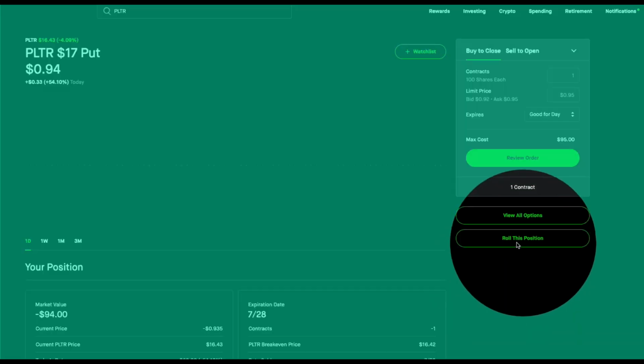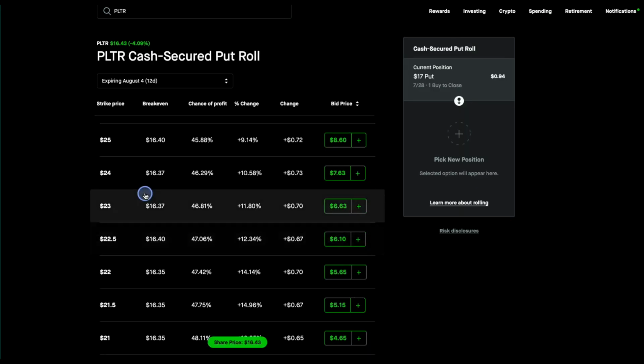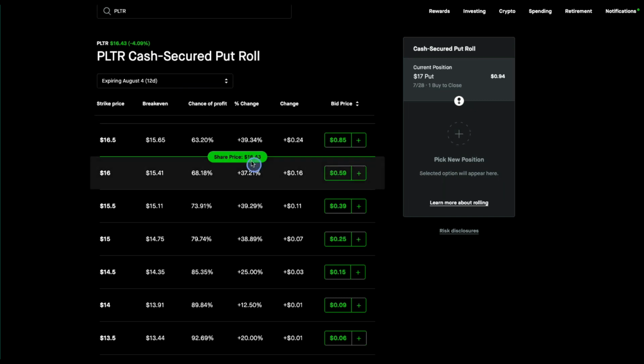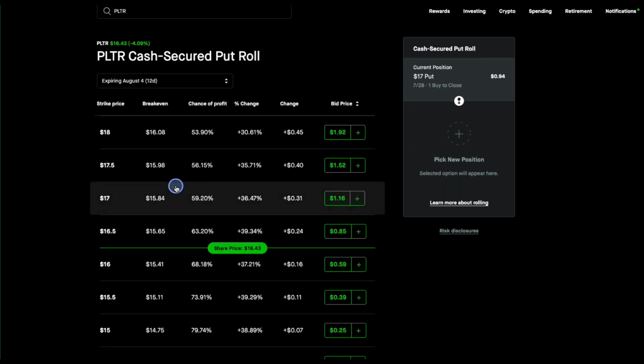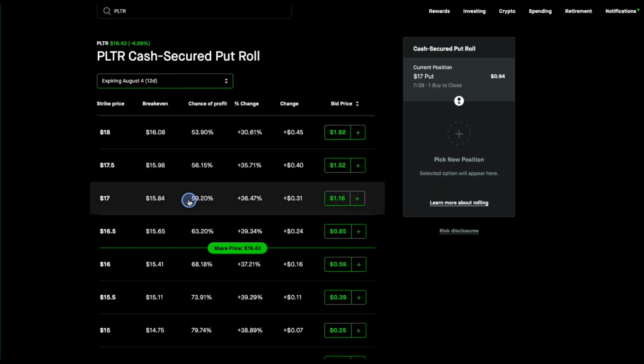So you first go to this roll this position, you click on that, right? That brings up the roll page, and in this one, there are two things that you have to decide. The first is what you're going to do. Either you can change your strike price, or you can move your expiry date, or you can do both. So you have all these three options, right? How do you decide that?